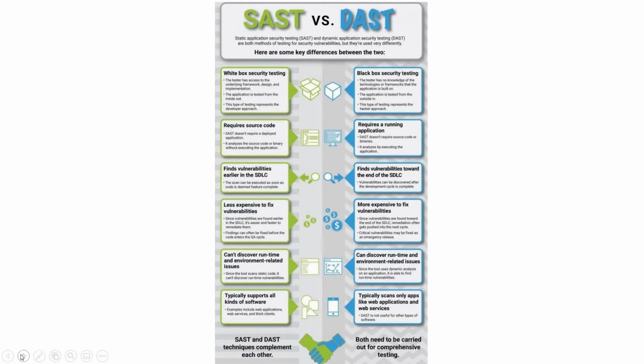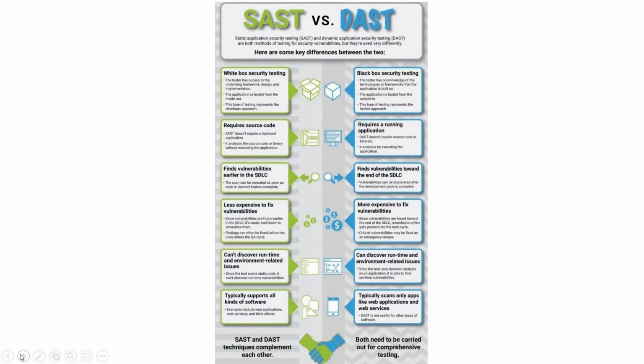To fix something found in SAST is quite easy because the developer already owns the code, knows the code, and can fix it very easily. Whereas it is expensive to fix something in DAST because it has to come all the way back to the developer. Then again, the developer has to fix it, test it, then deploy it. Then again, a DAST has to run. So it takes quite a bit of time.